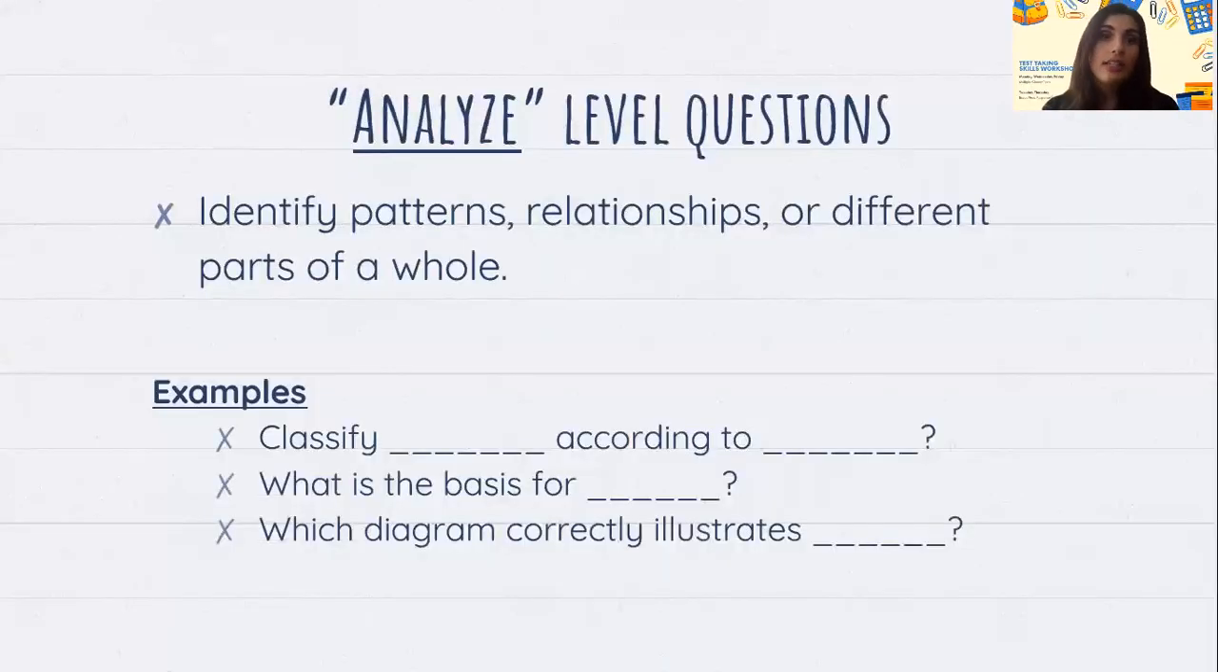Analyze level questions. This is measuring your ability to identify different patterns and relationships or different parts of a whole. So are you able to classify? Are you able to establish a basis for something? You may also be asked to look over, say, a diagram and determine whether it correctly illustrates a certain concept that you've gone over in class. Those are all examples of analyze level questions.